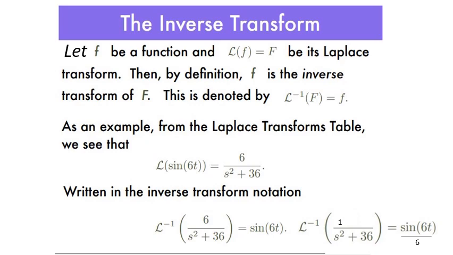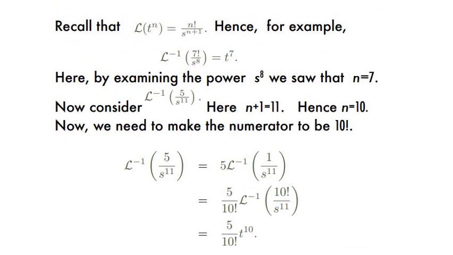In the inverse Laplace transform, Laplace of small f is capital F, and the inverse of capital F is small f. Now consider an example. Laplace of sine 6t is 6 by s square plus 6 square. Now the inverse of 6 by s square plus 6 square is sine 6t. Or sometimes it may take the form L inverse of 1 by s square plus 36, that is 1 by s square plus 6 square, which is sine 6t by 6.